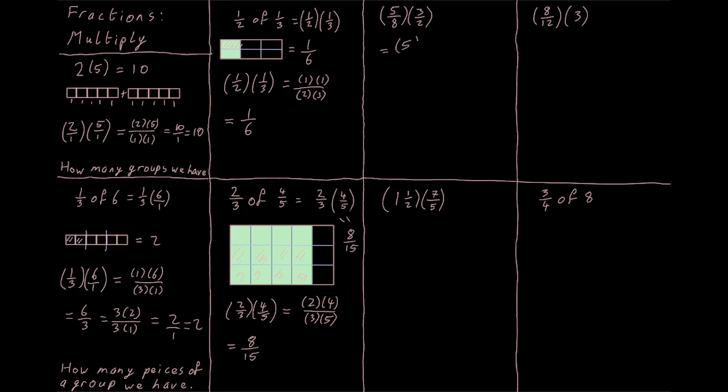We have 5/8, numerator by numerator, denominator by denominator, and we end up with 5 threes is 15, or 5 groups of 3 is 15, and 8 groups of 2 is 16, and that's our job done. Here we have to do a little bit of simplifying.